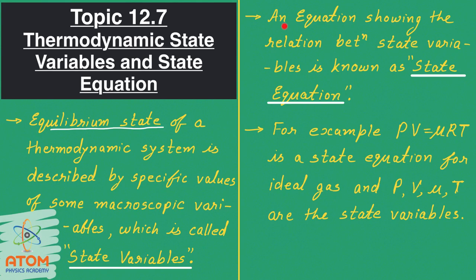Now, an equation showing the relation between state variables is known as state equation. Any equation which is showing a relation between this type of state variables is known as state equation. For example, PV is equal to mu RT is a state equation for ideal gases. And here P, V, T, mu all are state variables.